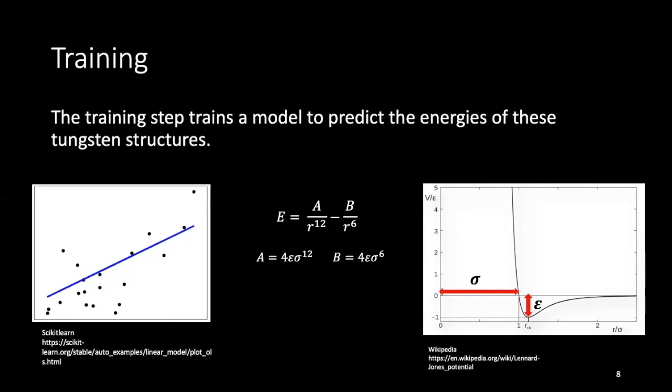By modeling the energy data and the parts of the Lennard-Jones potential that we do have, the r to the 12th and r to the 6th terms, we can model what sigma and epsilon are, and once we know what they are, we can begin to predict the energy of these tungsten structures.